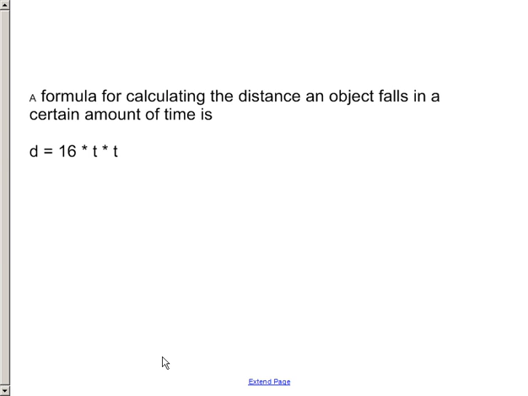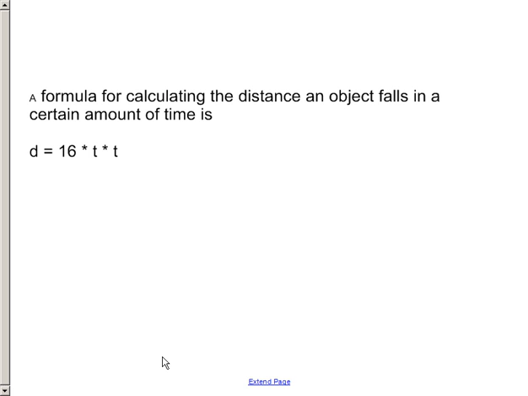So for example, if an item fell for 1 second, at the end of that second, the formula would be 16 times 1 times 1, or 16. The object would have fallen 16 feet after 1 second. After 2 seconds, the distance would be 16 times 2 times 2, 16 times 2 to the second power, which is 4. 16 times 4 is 64. So after 2 seconds, the object would have fallen 64 feet. After 3 seconds, 16 times 3 to the second power, which would be 144 feet.